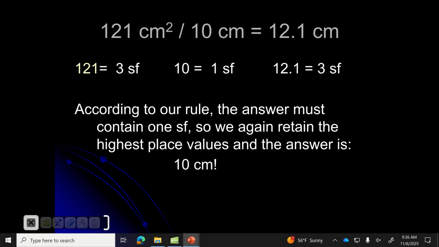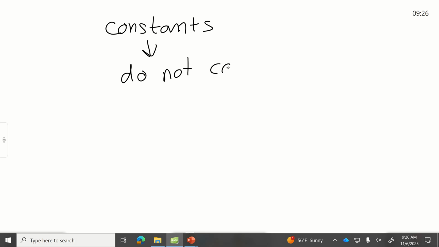The only other thing I want to mention, and we're going to do a couple more examples with this, is if you are using any constants, constants do not count for sig figs. We're about to do some molar math. When you calculate out molar mass, when you use what's called Avogadro's number, and again, you might be like, what the heck are these things?